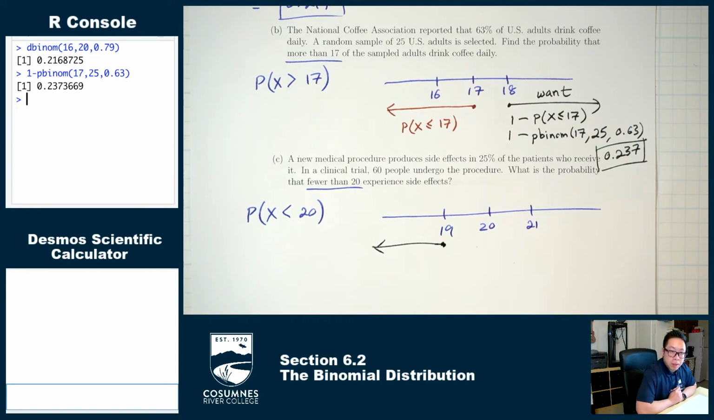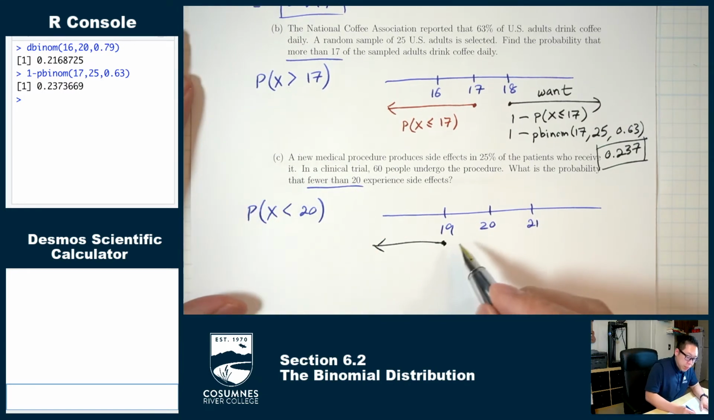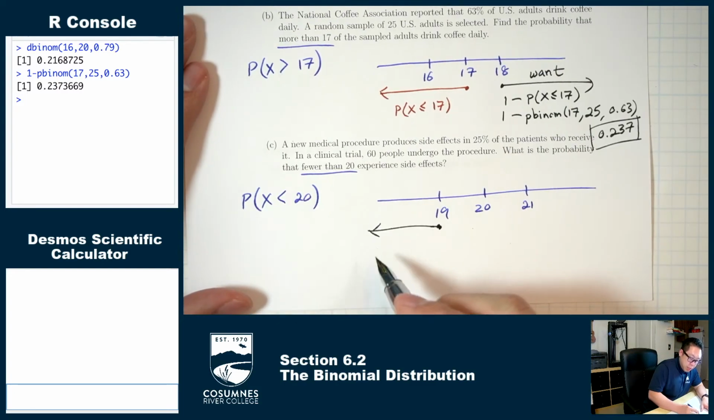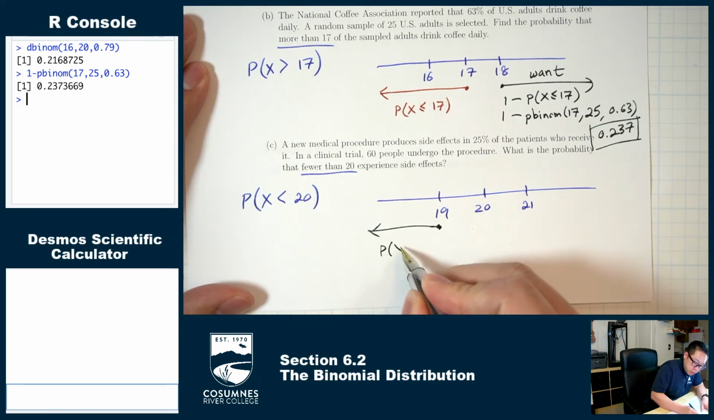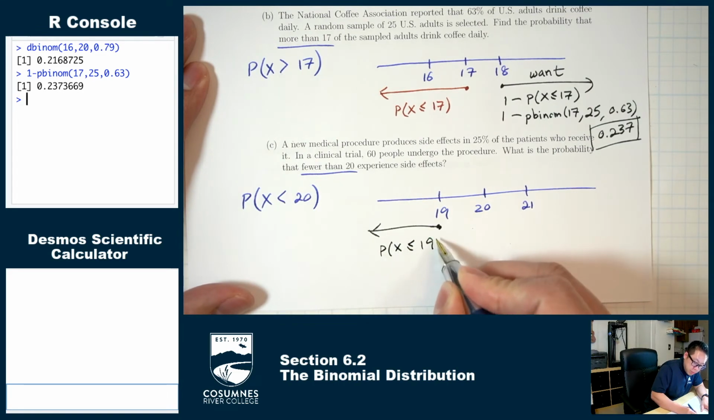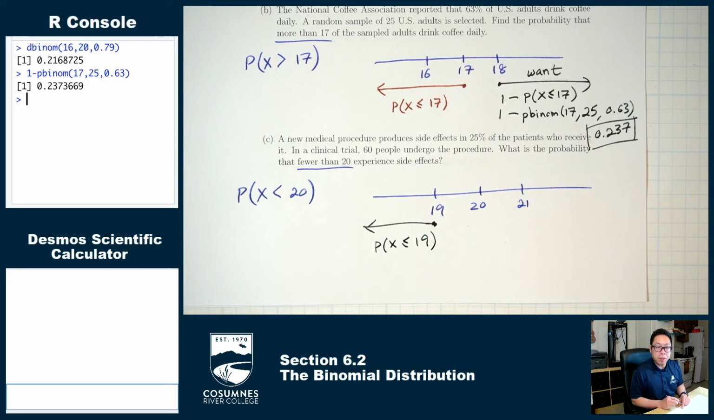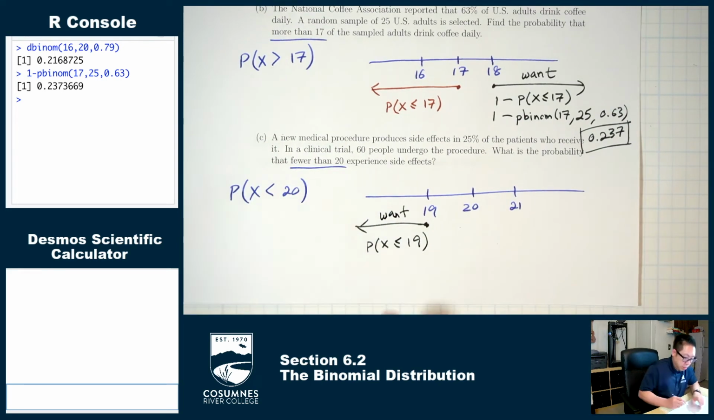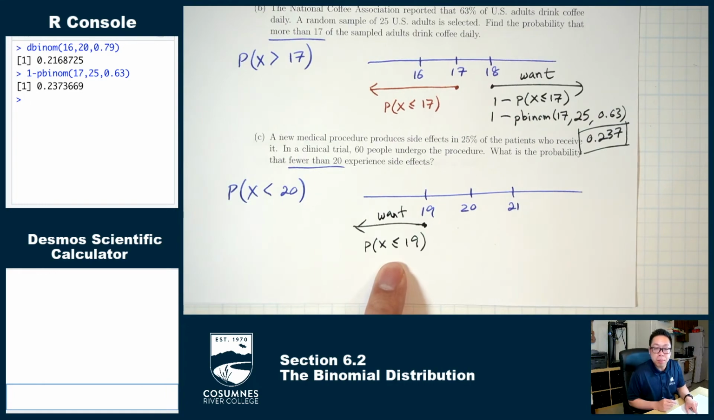Okay. Less than 20 does not include 20, so it's 19 and to the left. And then I'm going to rewrite this picture using a less than or equal. So 19 and to the left is really just x less than or equal to 19. And that's going to tell me exactly what I want, and that tells me exactly what I need to type into R.